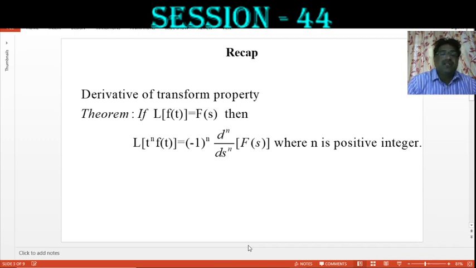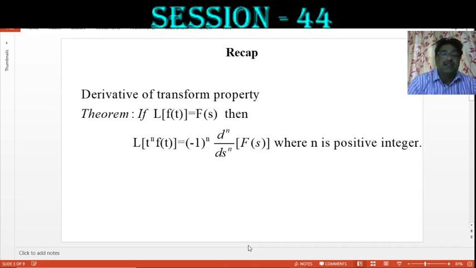In the previous session, we did the derivative of the transform property, that is, L of f of t is equal to f of s. Then L of t to the power n f of t is equal to minus 1 raised to n, d raised to n divided by ds raised to n, f of s. That means multiplication by t to the power n.